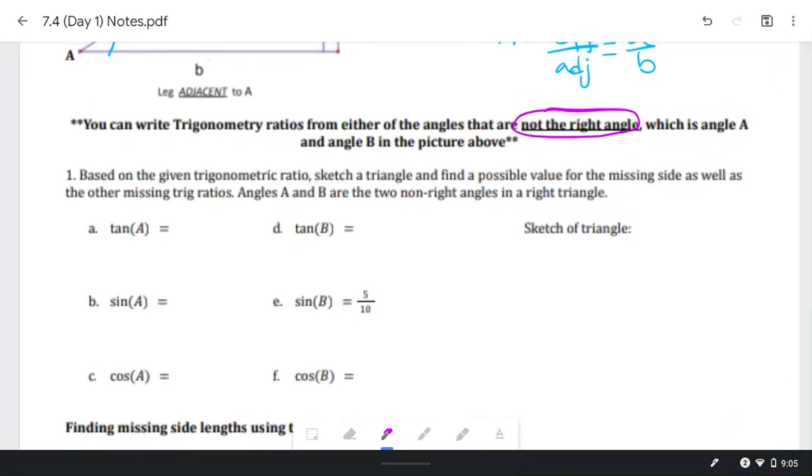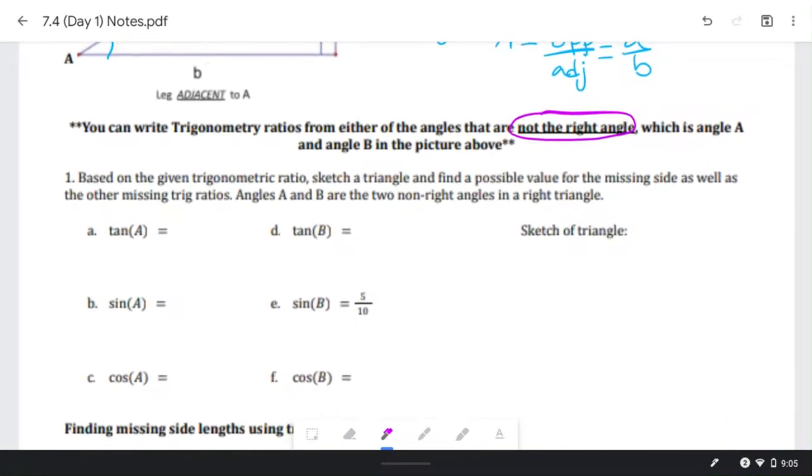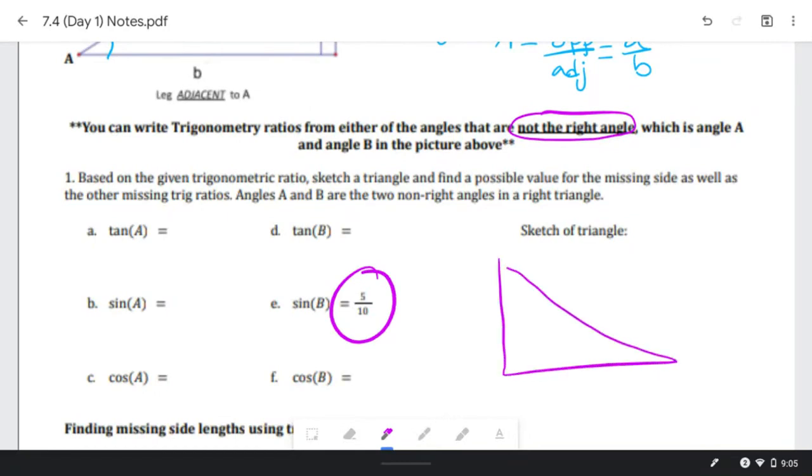So we're going to go backwards. We're going to start with the information that is given, which is a ratio. In this case, it's that one. And then we're going to figure out what our triangle is, what sides are which, like where's the 5, where's the 10. And then we're going to figure out the other trigonometric ratios based off of that.